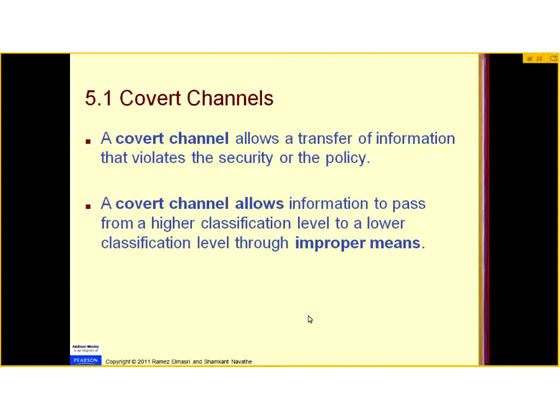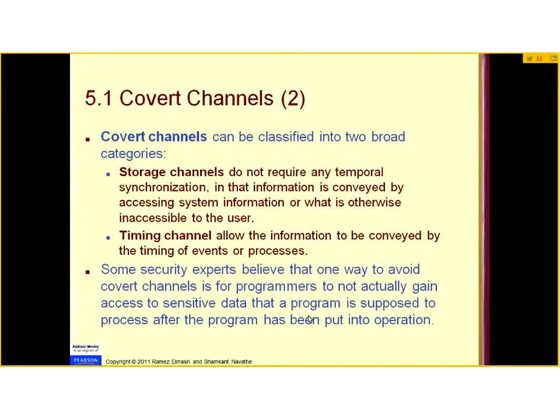You make covert channels, which allow a transfer of information that violates the security of the policy. The covert channel allows information to pass from a higher classification level to a lower classification level through improper means. There are two categories of covert channels: storage channels and timing channels. In the storage channel, the information is conveyed by accessing system information that is otherwise inaccessible to the user. The timing channel allows the information to be conveyed by the timing of events or processes.